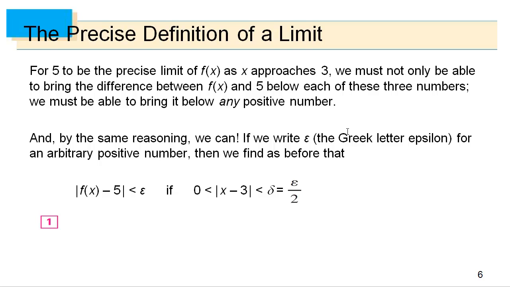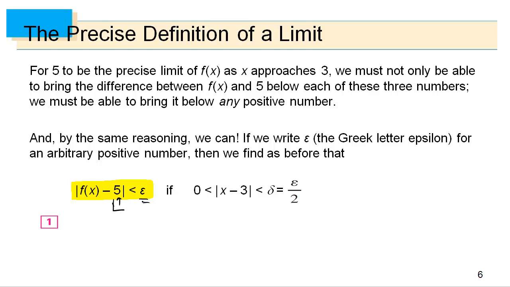Well, let's generalize it a little further and just say, how about any number, and we'll call that number epsilon. Don't let the epsilon make you confused. It's just another Greek letter that stands for a number. So now instead of a specific number, we want to prove that the distance between the function and what we think the limit is, L, is less than some arbitrary number epsilon.